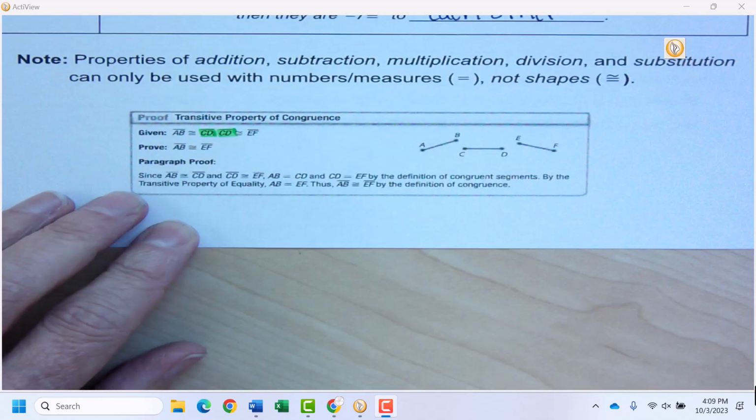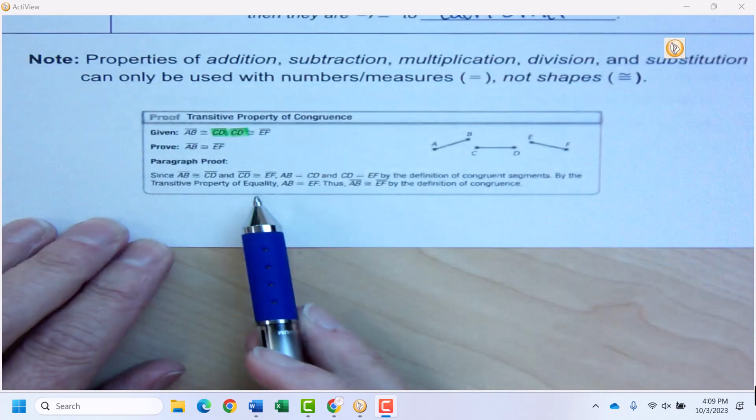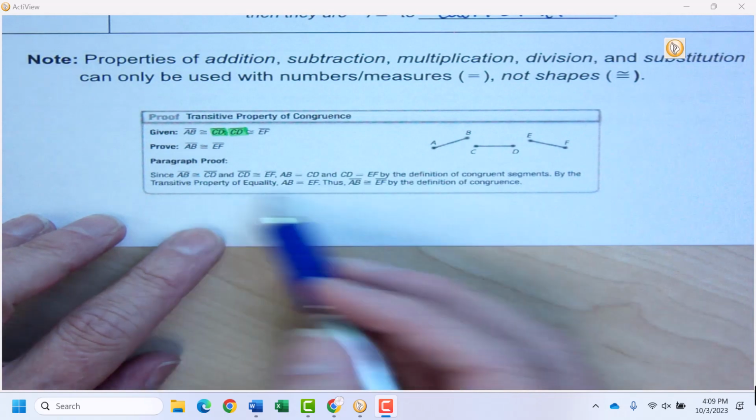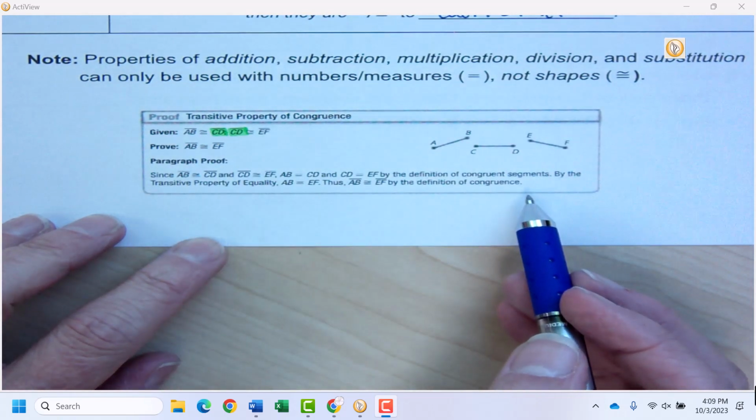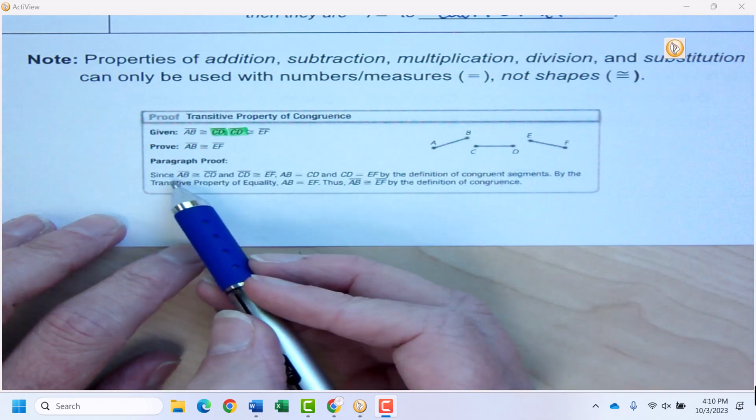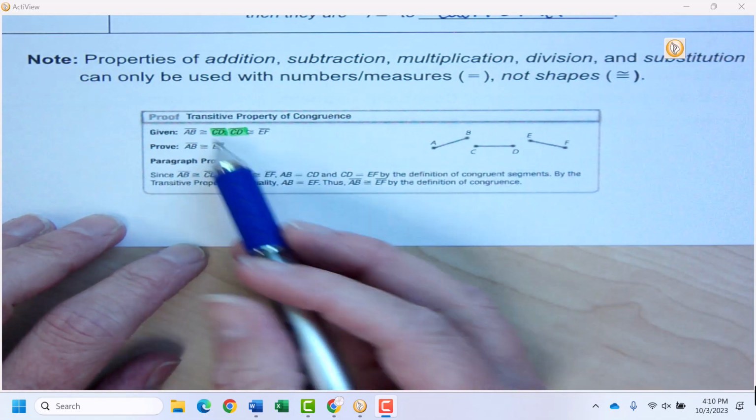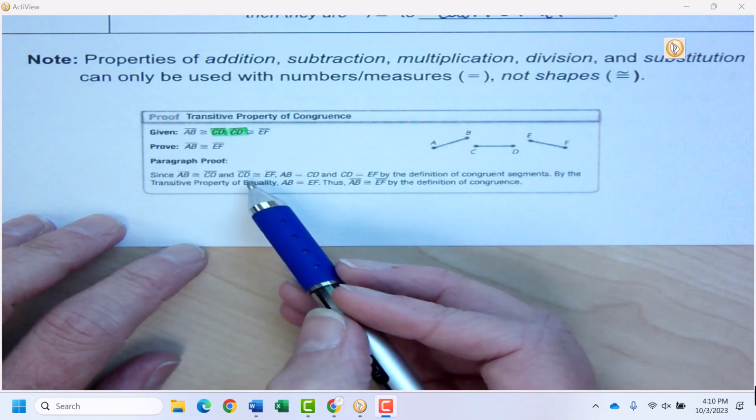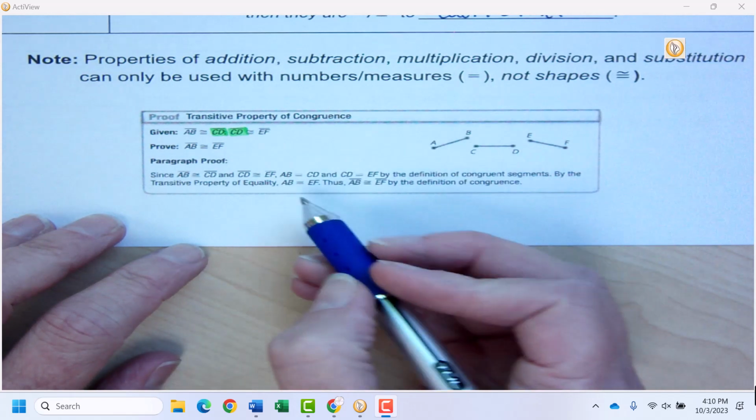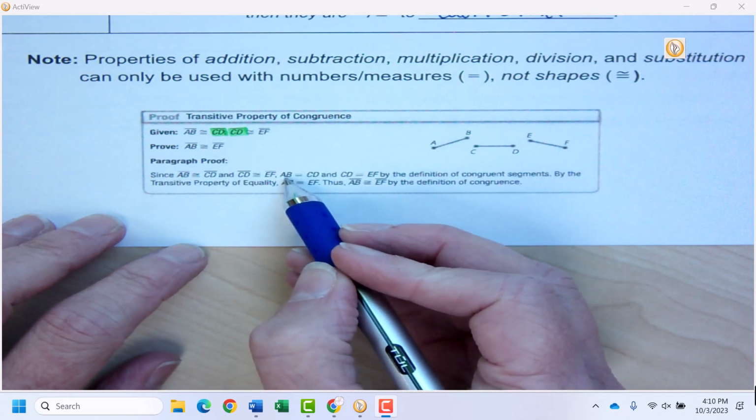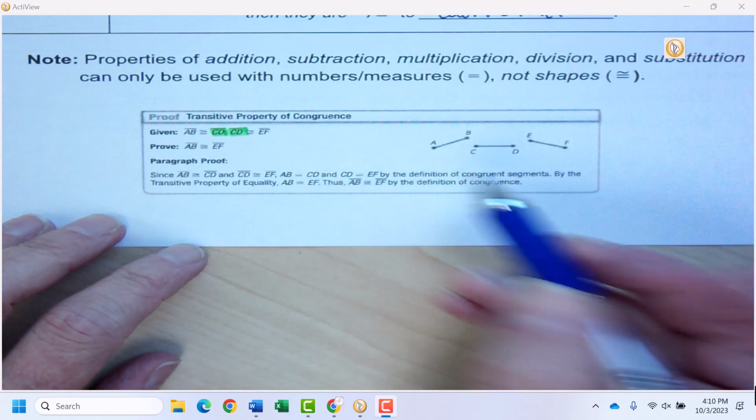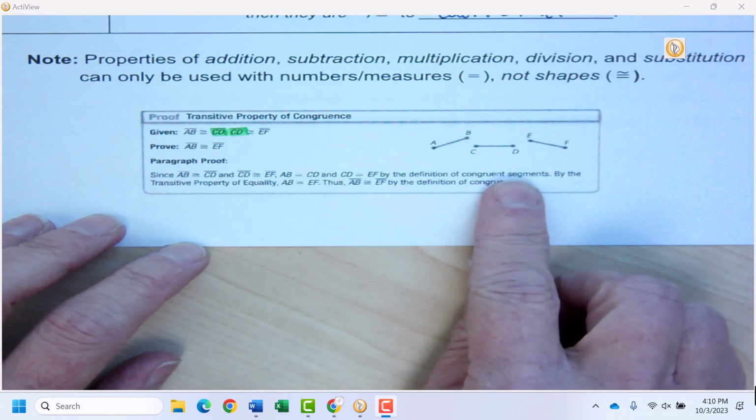We're going to use a little paragraph proof here. It's kind of like a two-column proof, but it's just writing it out as a narration instead of statements and reasons. So by our reasoning, since segment AB is congruent to segment CD, that was given to us, and segment CD is congruent to segment EF, that was given to us, I know that AB equals CD and CD equals EF by the definition of congruent statements.